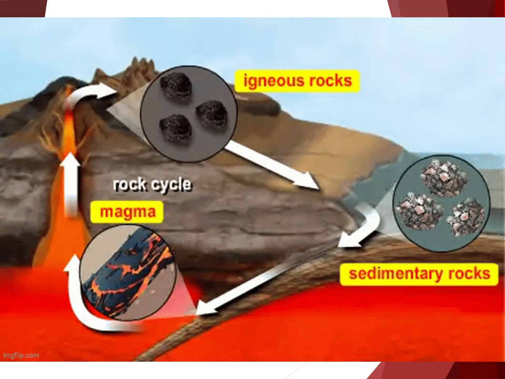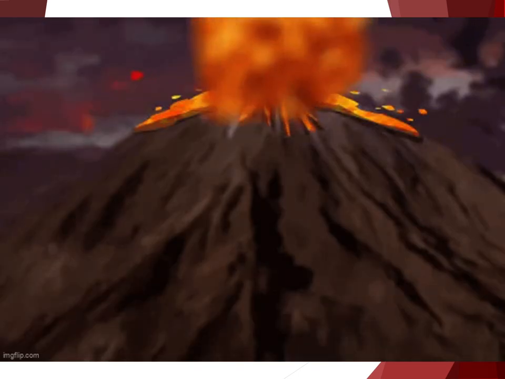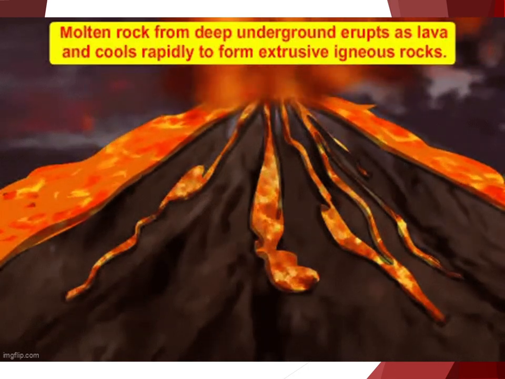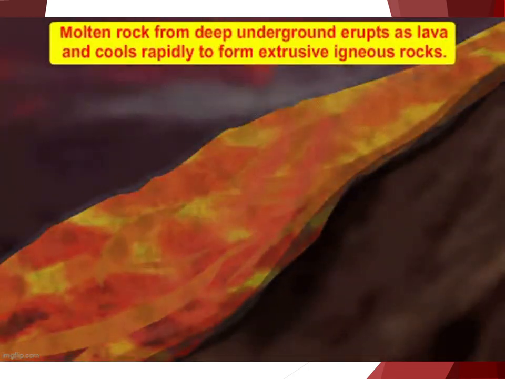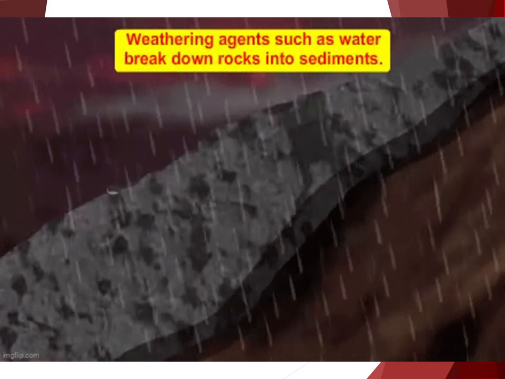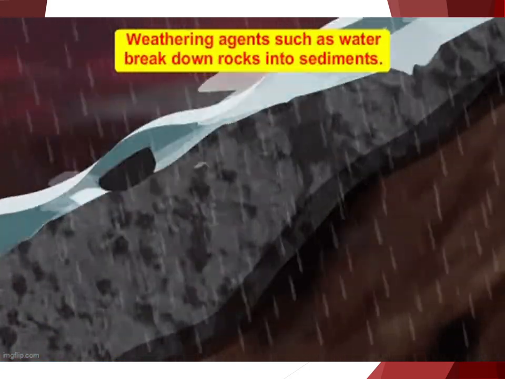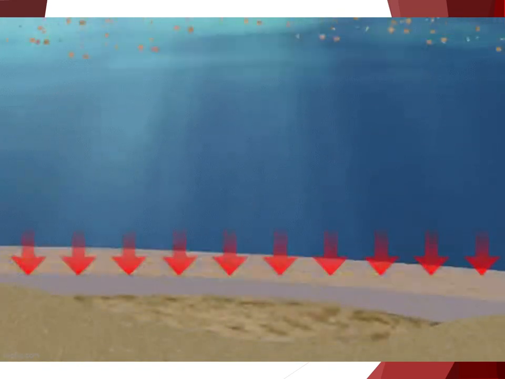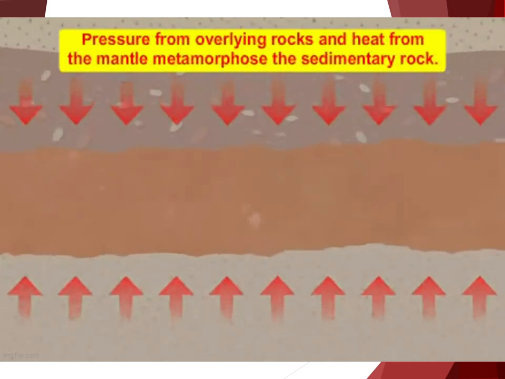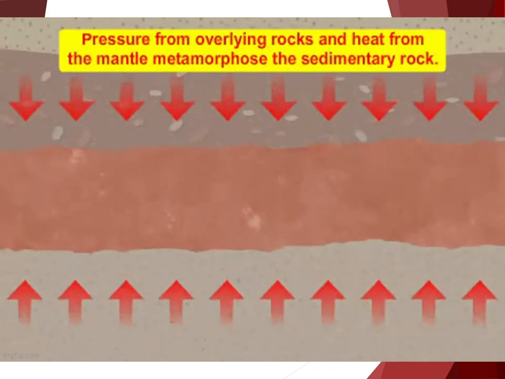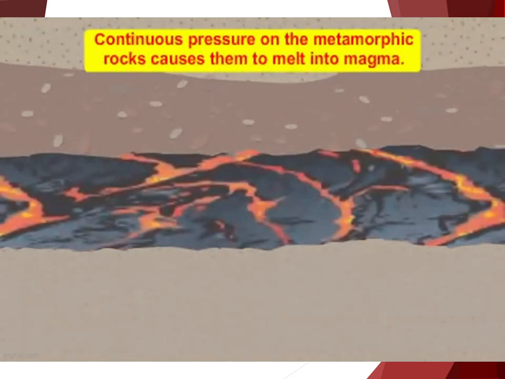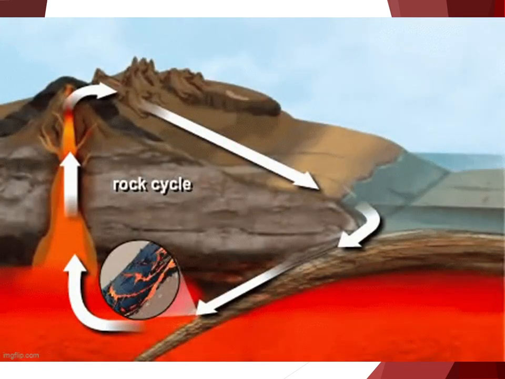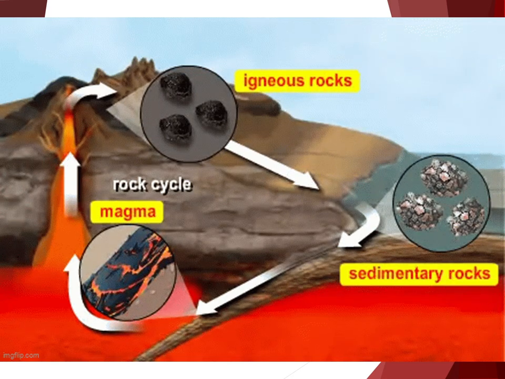Rocks on Earth's surface are broken down by chemical and physical weathering, producing sediments. These sediments are deposited and compressed to form sedimentary rocks. When sedimentary or igneous rocks are subjected to changes in temperature or pressure conditions, metamorphic rock forms. If the temperature increases sufficiently, the rock will melt and form magma that gradually cools to form more igneous rock.